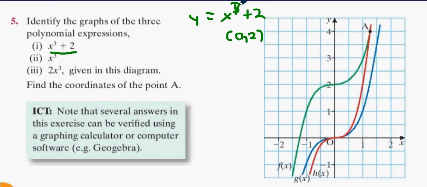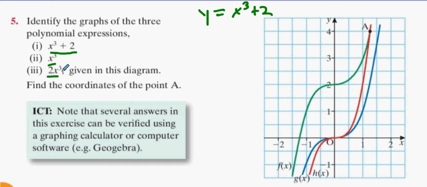Okay? Which two are crossing? The green and the red, isn't it? So we know that's the green graph. Now, the red graph is steeper than the blue graph. So which one do you think it is? 2x cubed will be steeper. So the red graph is 2x cubed.